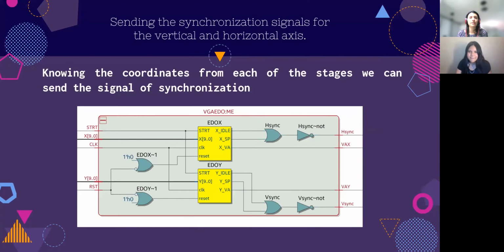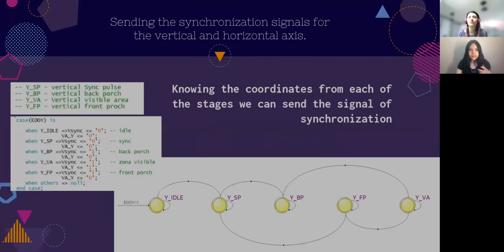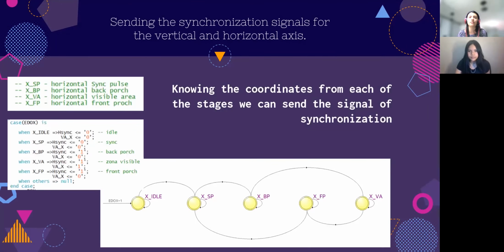So here is the RTL from both state machines, from the x-axis and the y-axis, and its outputs are the synchronization signals to the screen, and also the two signals that allow us to know where we can start drawing or not. And here are the state machines from the y-axis and the x-axis.